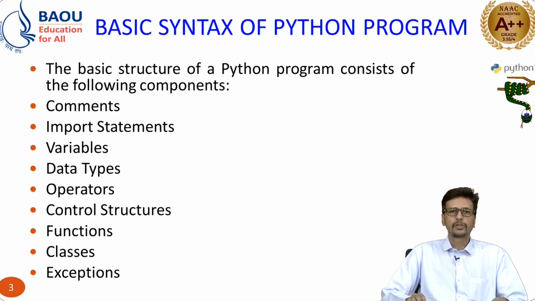So classes, if you want to include the object oriented features in Python, as we have already discussed, Python supports both procedural as well as object oriented programming. So if you want to include the object oriented feature, in that case you can include the class concept here. And exceptions, if you want to manage runtime errors, in that case you use exceptions. So these are all the basic components that you can include while creating a Python program, that we will see one by one as a separate chapter in our subsequent sessions, right.